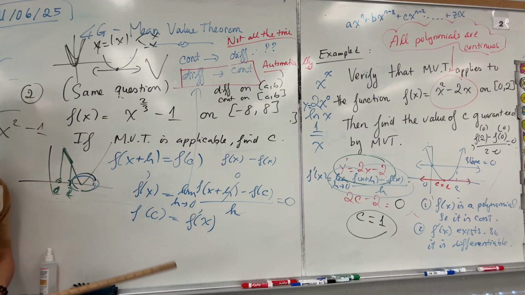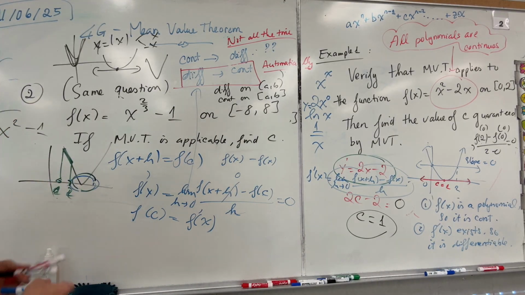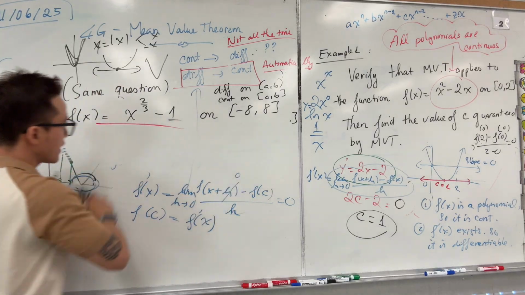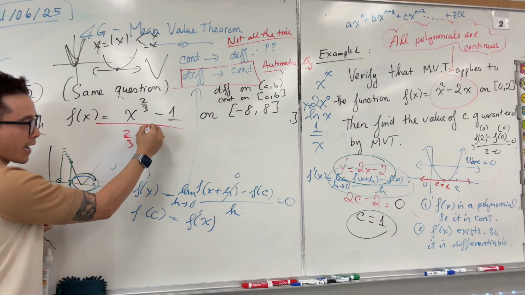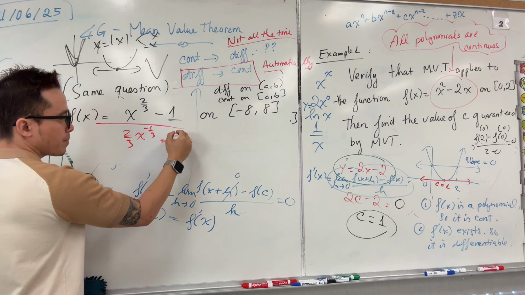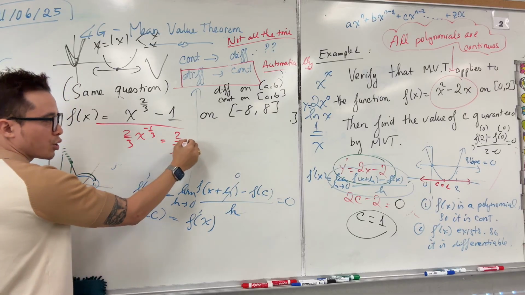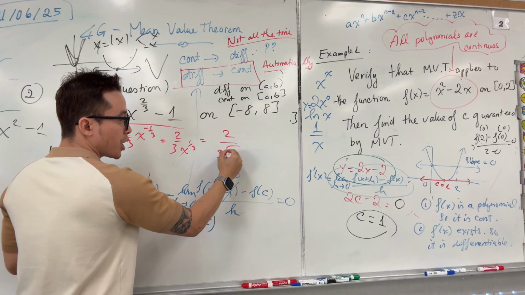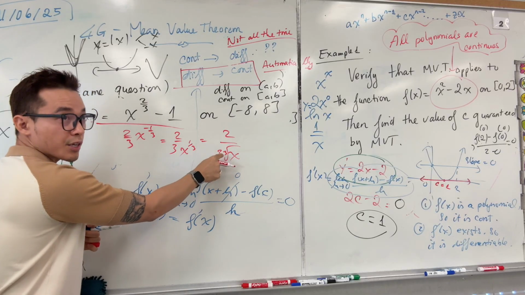But is it differentiable? Let's check the derivative. What is the derivative of this? It's 2/3 x to the power negative 1/3, right? And what does the negative 1/3 mean? Negative means you put it on the bottom, and the power 1/3 means cube root. The power 1 is inside, and the 3 is outside the cube root.